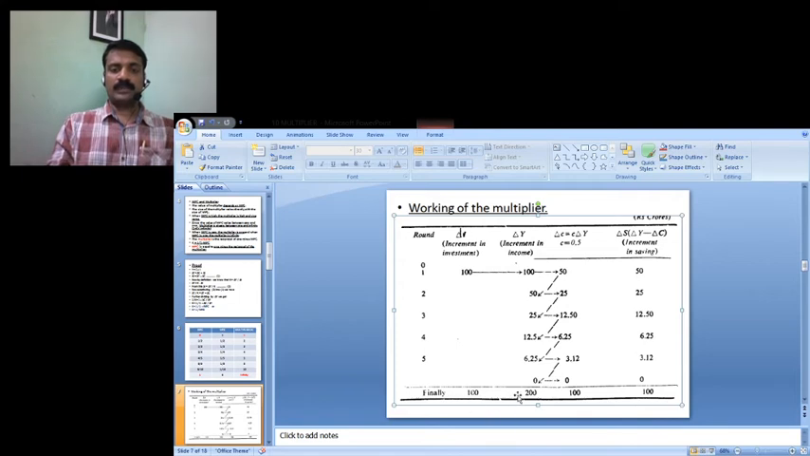100 to 200. Investment change is 100. That leads to a 200 change, 2 times. Okay.